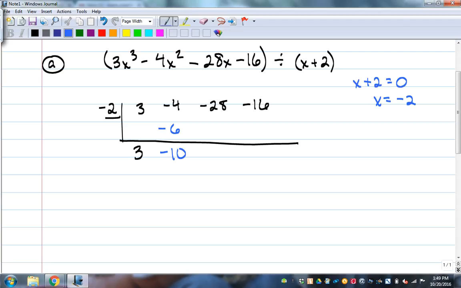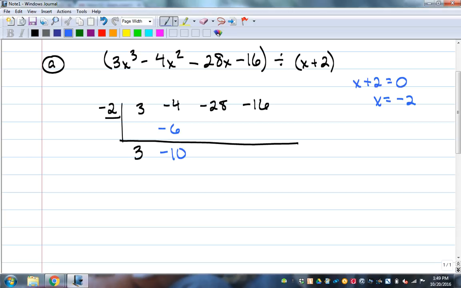Why did we leave that 3? Because it's like doing long division. What times x would get me 3x to the third? It's 3x squared technically. So that's why we have to have that 3 there. It's not long division, but it does the same thing as long division. So it's kind of hard to explain there.